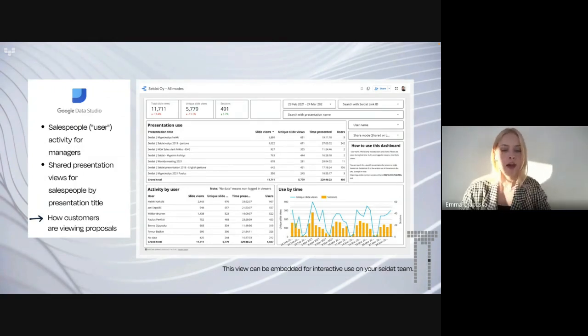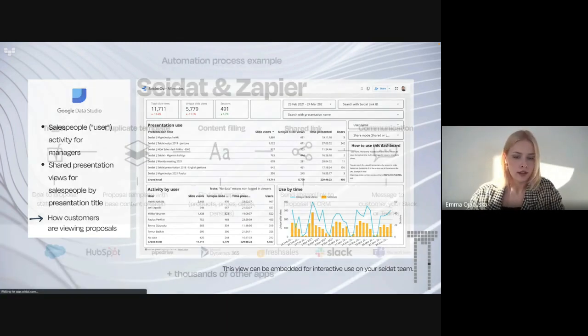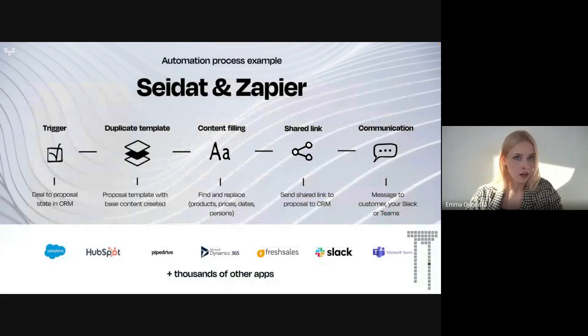All right. Then I said that yes, there are analytics, but I also thought that there's automations. So how do automations work in Seidat? If you want to create them yourself, you can just use Zapier and start automating your material creation process.